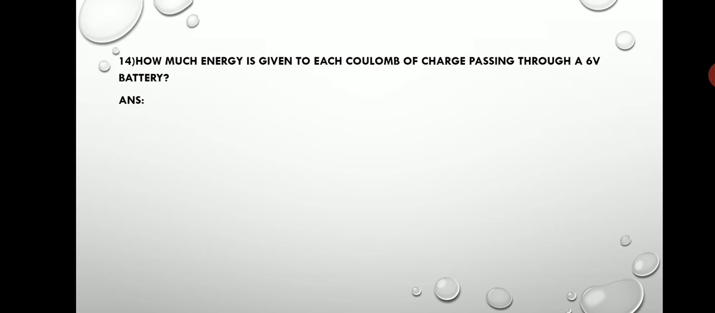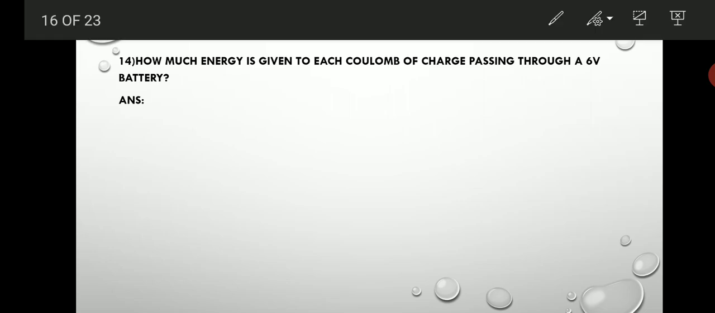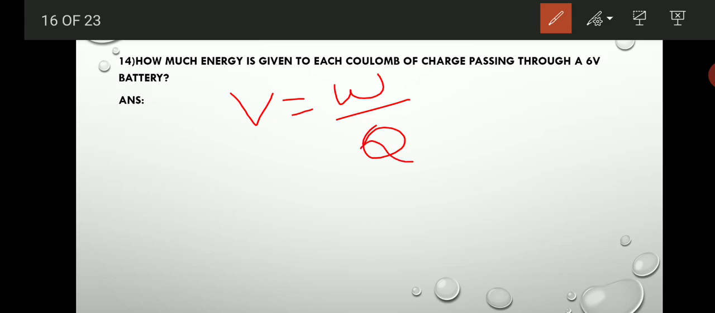How much energy is given to each coulomb of charge passing through a 6 volt battery? Okay, very easy question it is. Actually, this is the Q question of the first part. Very beginning concept it is. So the potential difference is equal to what? Work done to move a charge across the conductor, right? So work done becomes V into Q.